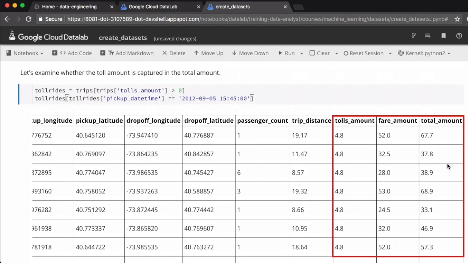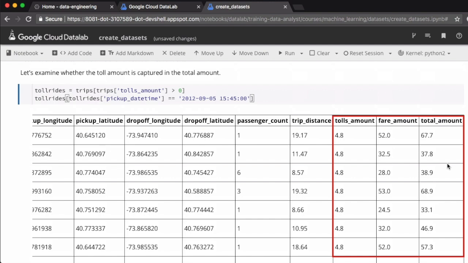We can see that the toll amount and the fare amount are both non-zero. That's the first interesting thing. The second is that the total fare amount is considerably larger than the sum of the tolls and the fare. What accounts for that difference? To be clear about what I mean, let's consider the first row. The toll amount there is $4.8, the fare amount there is $52, but the total amount paid was $67.7. So what accounts for the difference between $56.8 and $67.7? The answer, if you've already guessed it, is the tip.